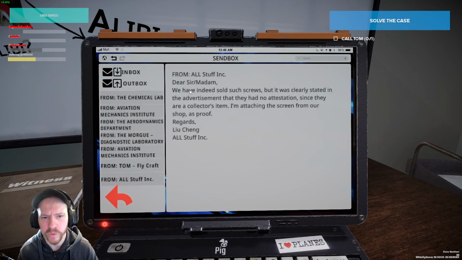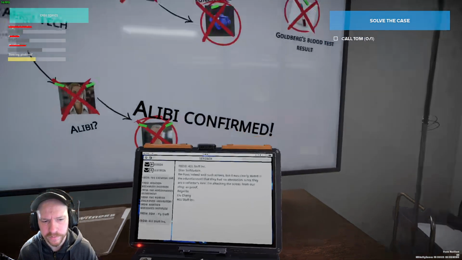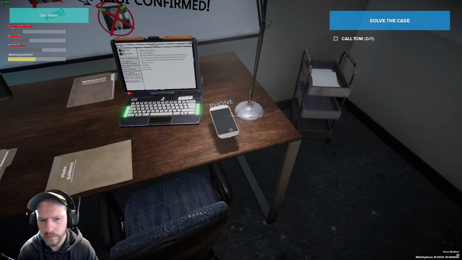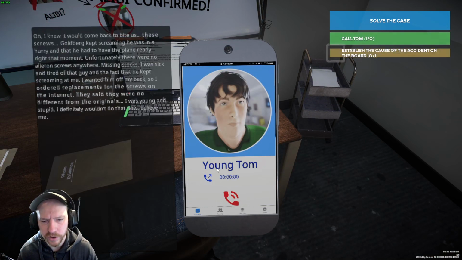All Stuff Inc. We have indeed sold such screws, but it was clearly stated in the advertisement that they had no attestation. Since they are collector's items, I'm attaching a screenshot from the shop as proof. Okay, let's call young Tom.